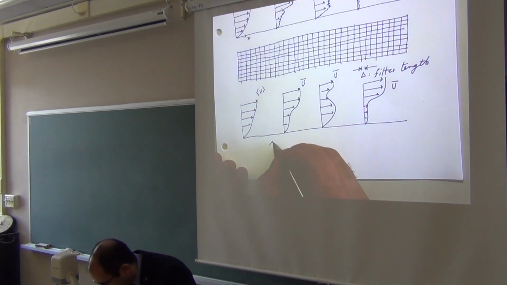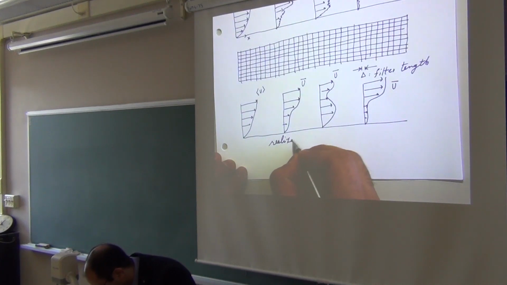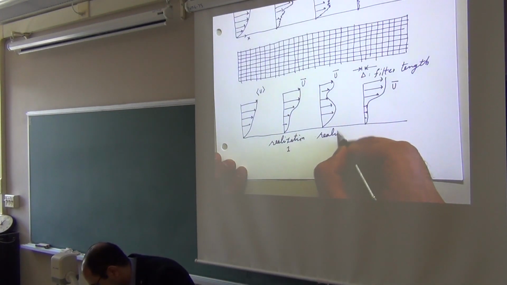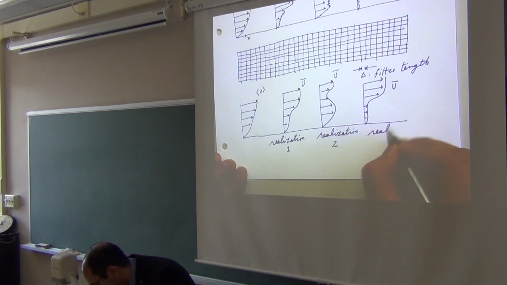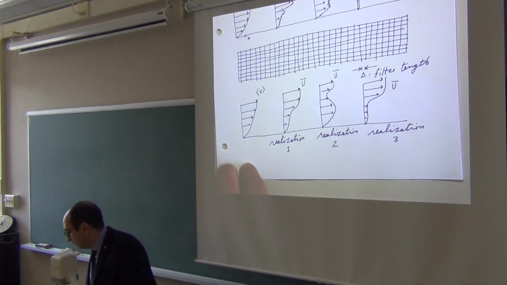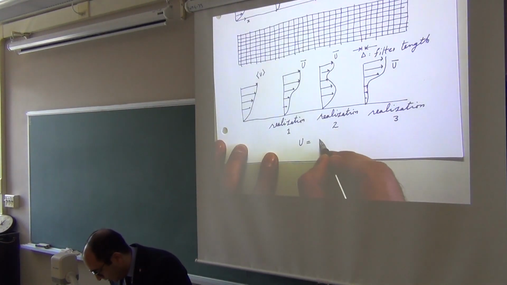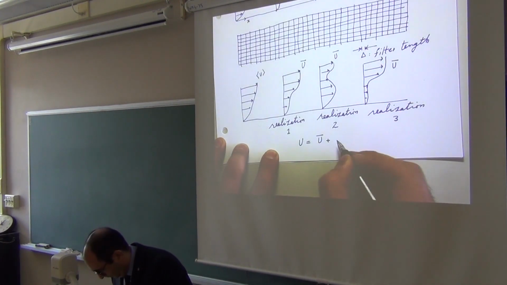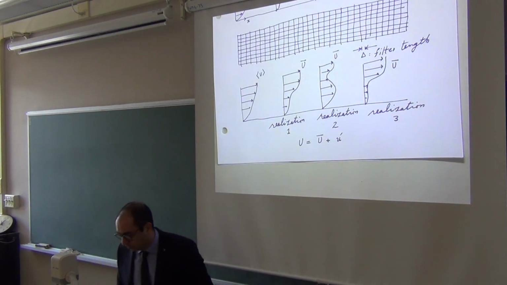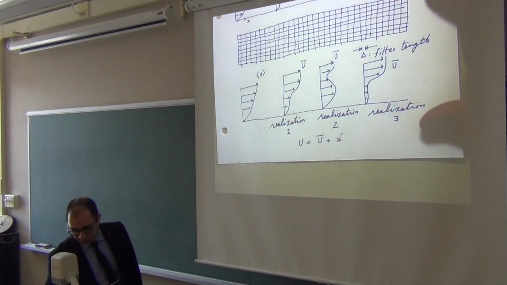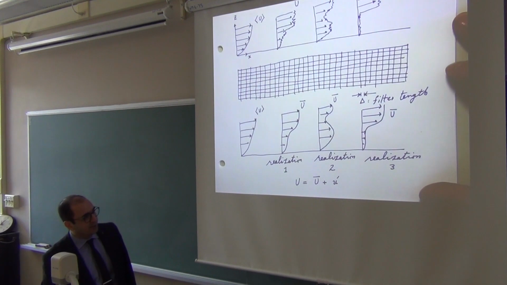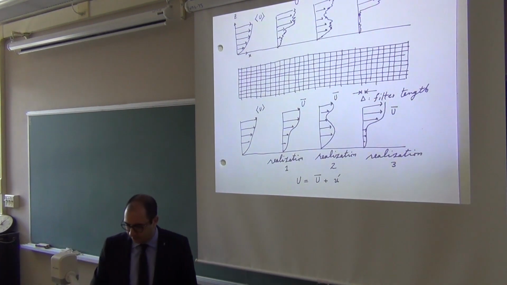So that's, let's say, realization 1, realization 2, realization 3. And in each one, still, I can claim U is U bar plus U prime. So large-eddy simulation gives you many realizations.